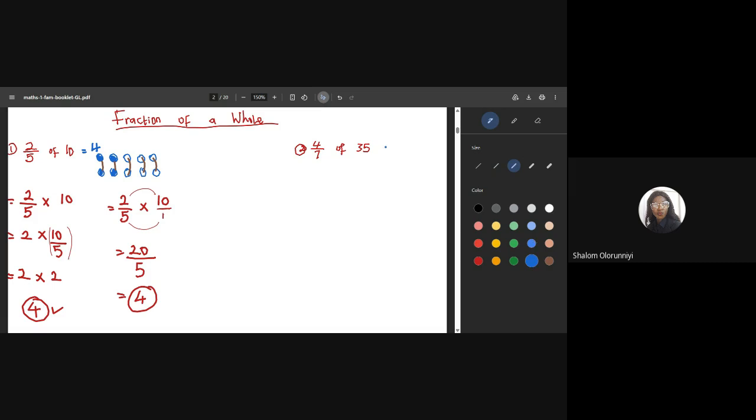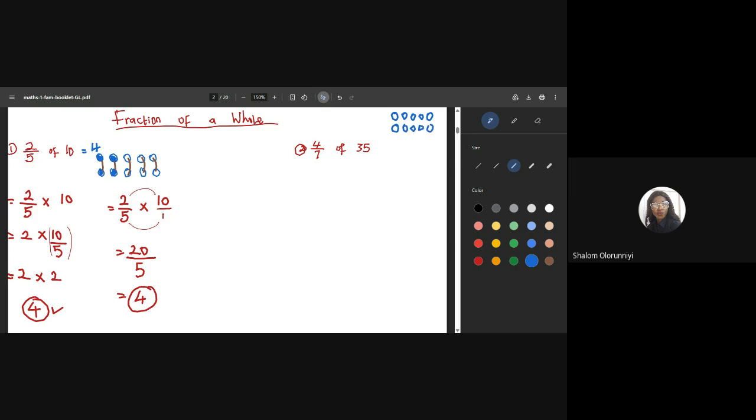Let me use the analogy again for number 2. That 4/7 of 35 means I'm going to split 35 into 7 groups, and then I'll pick 4 out of it. Okay, so it doesn't mean that I'm going to split 35 in 7, 7, 7. It means I'm splitting 35 in 7 groups. So I know that 35 divided by 7 is 5. So I go 1, 2, 3, 4, 5. So that means there's going to be 5 in each group. And I'm looking for 7 groups, right?